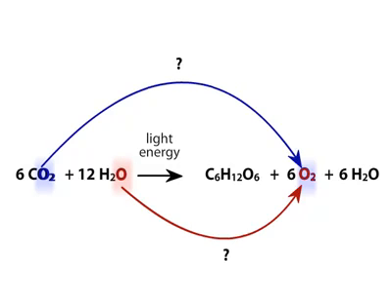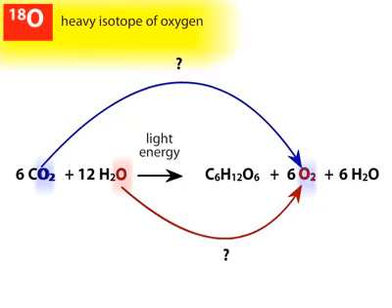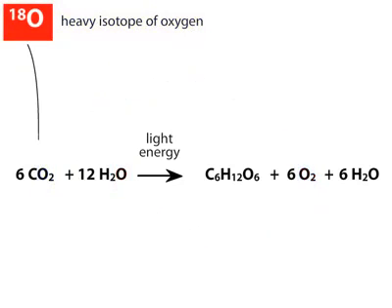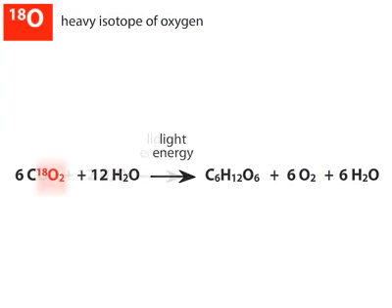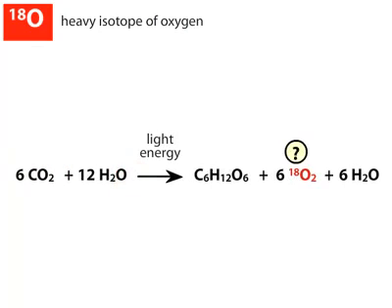This question was answered in the 1940s by Samuel Ruben and colleagues at UC Berkeley using isotopes of oxygen. The common isotope of oxygen is oxygen-16. By using the oxygen-18 heavy isotope of oxygen to label either the carbon dioxide or water reactants, the source of the oxygen released into the atmosphere can be determined.